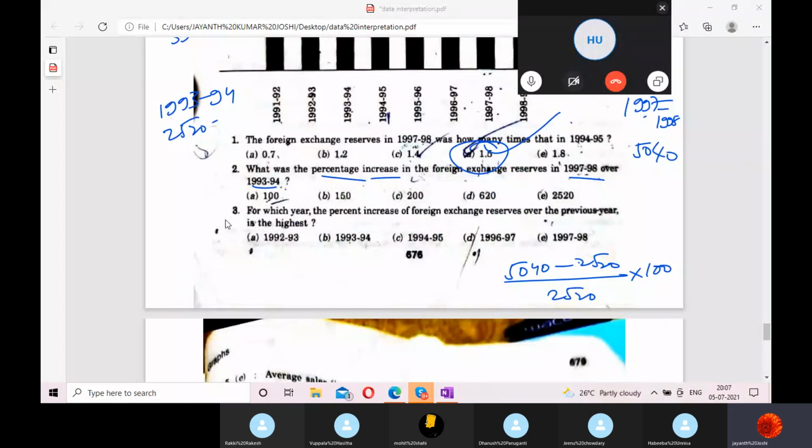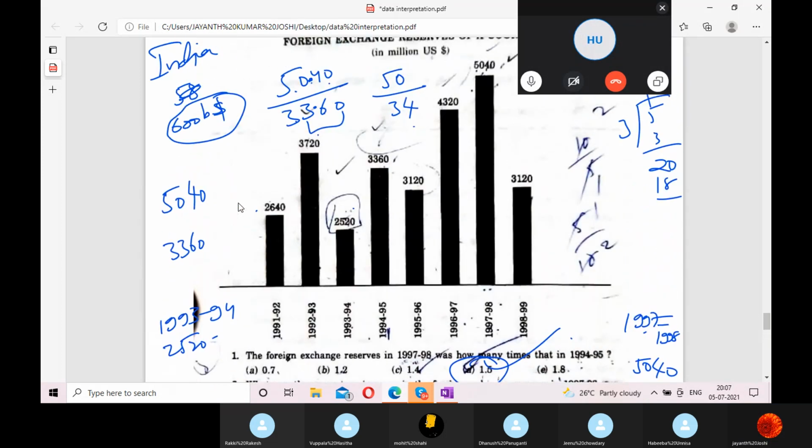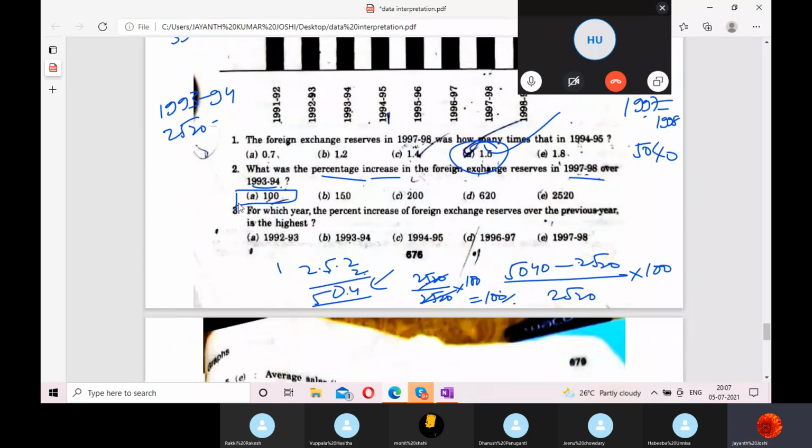Please calculate and tell me. 25.2 into 2: 2 2s are 4, 5 2s are 10, and 2 2s are 4, and 4 plus 1 is 5. So 50.4. So 5040 is double of this. So 2520 divided by 2520 into 100. So there is a 100% increase. So the answer is 100%. All of you make a note of this. We'll go for the next question.